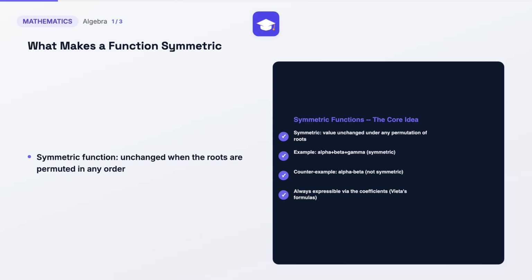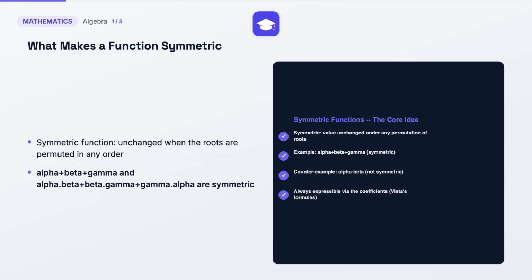Alpha plus beta plus gamma is symmetric, since permuting alpha, beta, and gamma in any way leaves the sum exactly the same.